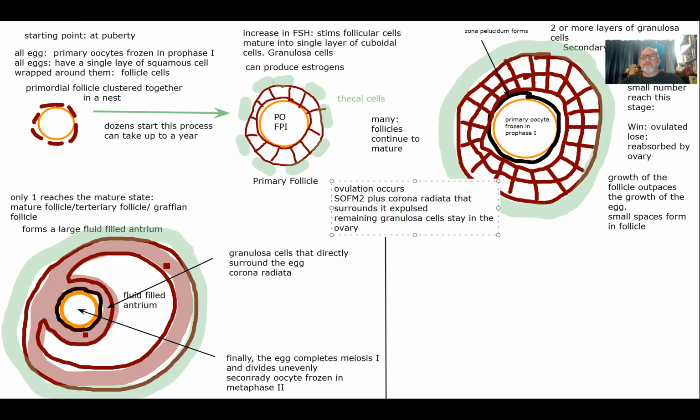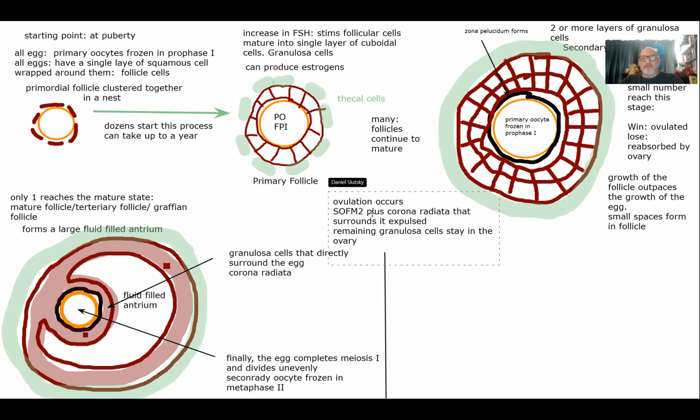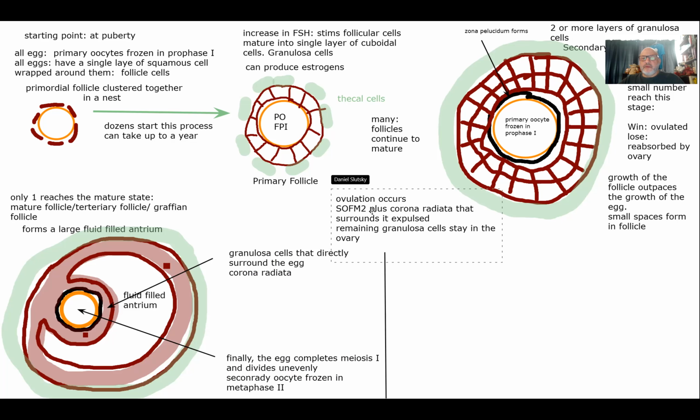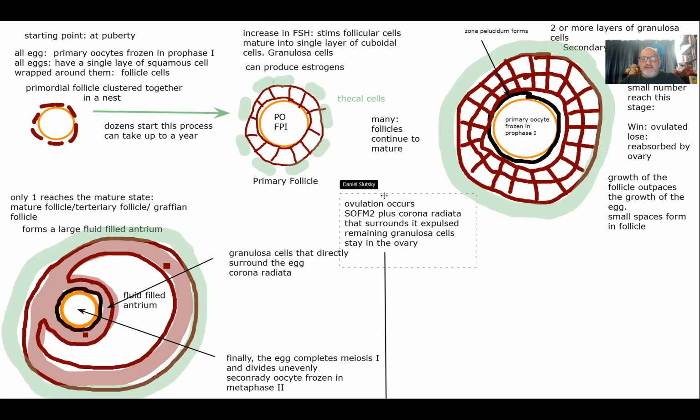All right. With me so far? So it is as an immature secondary oocyte frozen in metaphase 2 that our egg is ovulated out of the ovary, and we hope it gets into the uterine tube. Is it guaranteed to get in there? No, but we hope it's getting in there. All right, are you with me so far?